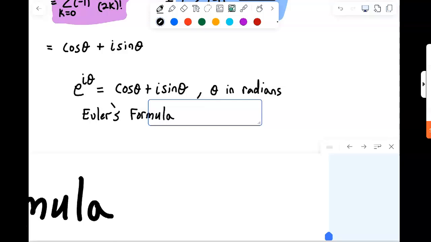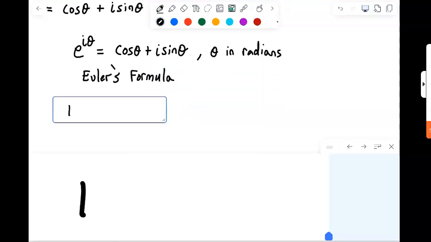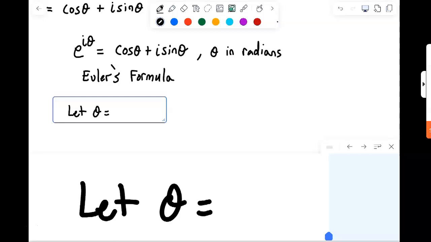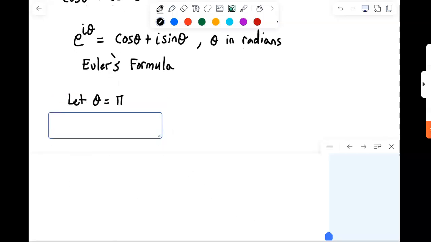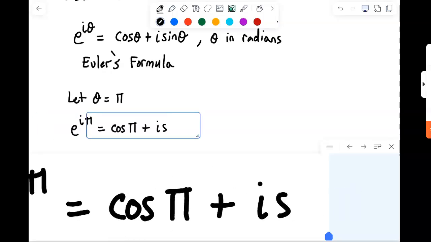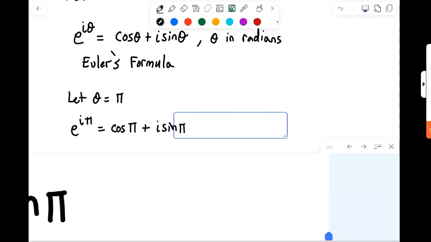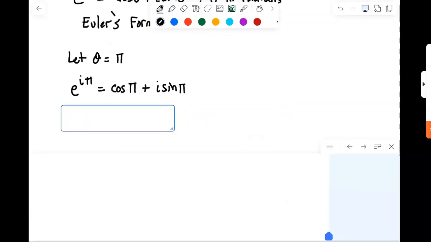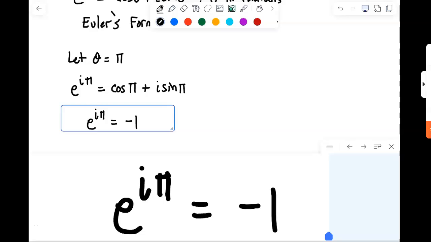And a very special case of this formula is this. If we let theta be equal to pi, then we get e to the i pi is equal to cosine pi plus i sine pi. But sine of pi is 0, cosine of pi is -1. So we get this formula, e to the i pi equals -1.